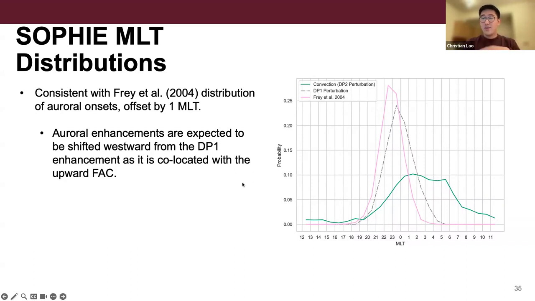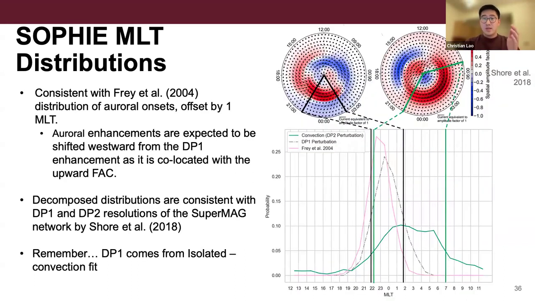And then we also see that these decomposed distributions are consistent with the DP1 and DP2 resolutions of the SuperMAG network by the Shore et al. 2018 paper. This is a fantastic paper. I really recommend you read it. It's where they evaluated the spatiotemporal patterns that contributed most to surface external and induced magnetic field across a solar cycle.